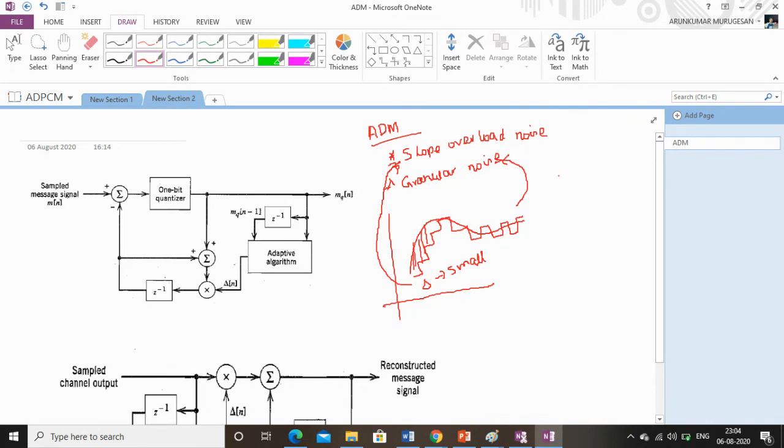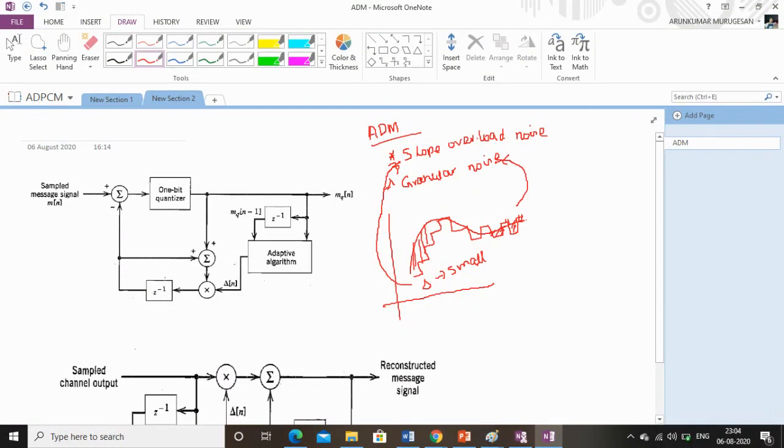If the successive errors have opposite polarity, then granular noise occurs. If the successive errors have the same polarity, then slope overload noise occurs. By using an adaptive algorithm, this adaptive delta modulation is possible.